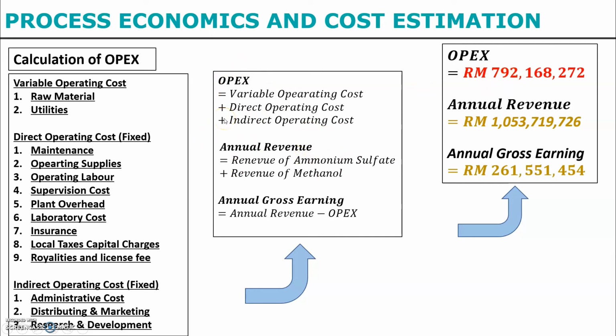Revenue is what we have sold to the customer. The revenue comes from ammonium sulfate and methanol, which are our products, and from this we get an estimated 1 billion per year. At the end we get our annual gross earning, where we subtract the OPEX from the annual revenue, and the calculated value is 260 million.